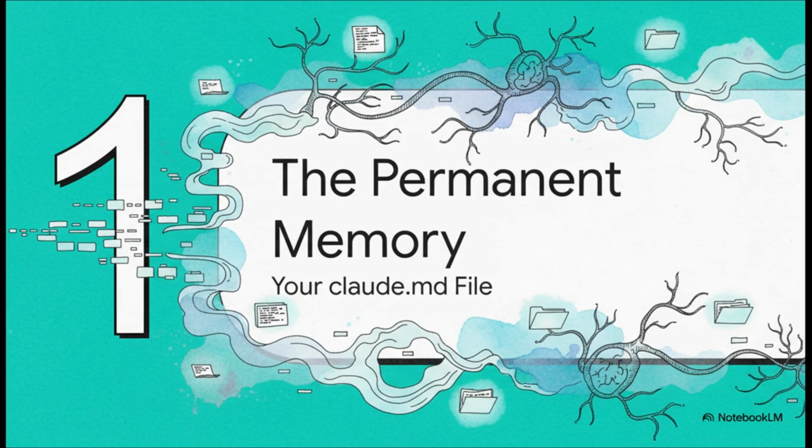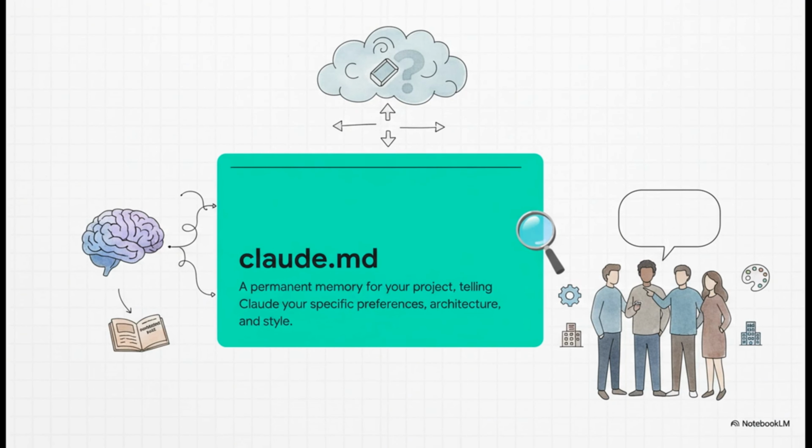All right, first up is probably the single most important technique on this list. And according to our source, 99% of people have no idea it even exists. It's all about creating a permanent memory file. Think about it this way. Every time you start a new chat, Claude has amnesia. It forgets everything. It's like having to onboard a brand new developer to your team from scratch every single morning.